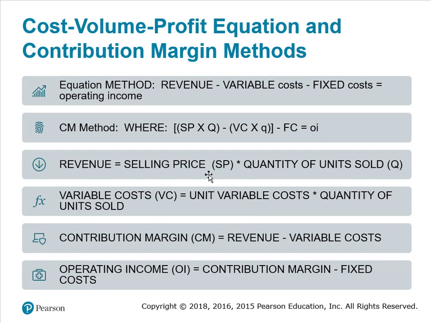You can take a look at these yourself. Selling price times quantity is your revenue. Here is what your variable costs are. Contribution margin is revenue minus variable cost. And operating income is the contribution margin minus fixed costs. Some of them you have to think about a little bit.